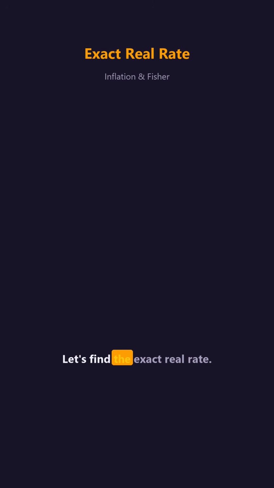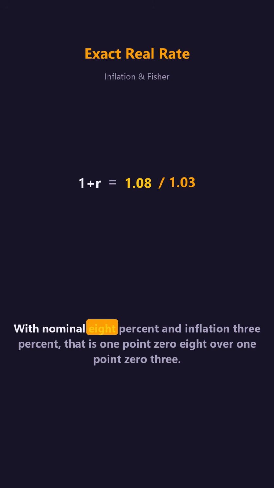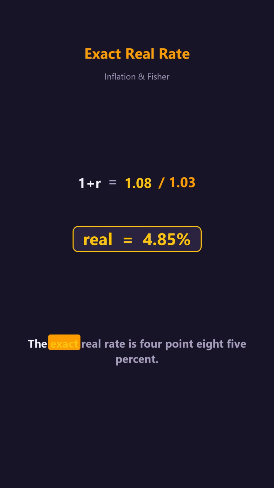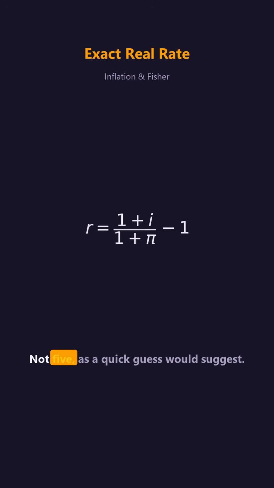Let's find the exact real rate. Rearrange Fisher to solve for the real rate. 1 plus R equals 1 plus I, over 1 plus pi. With nominal 8% and inflation 3%, that is 1.08 over 1.03. The exact real rate is 4.85%. Not 5, as a quick guess would suggest.